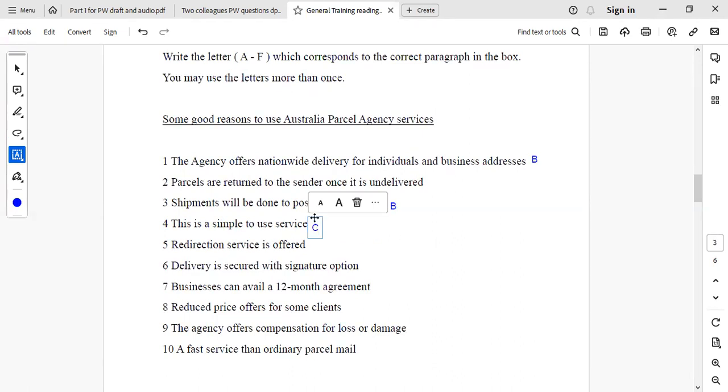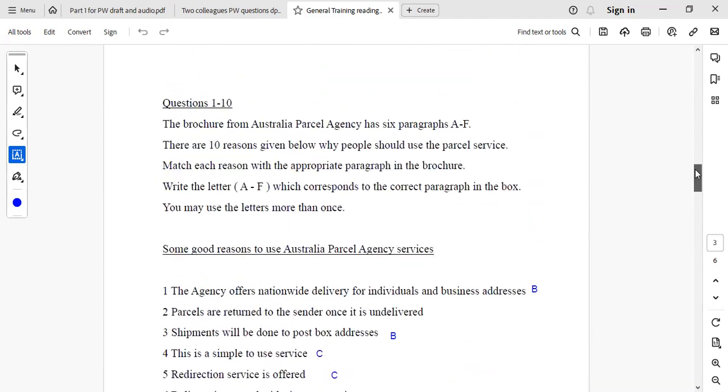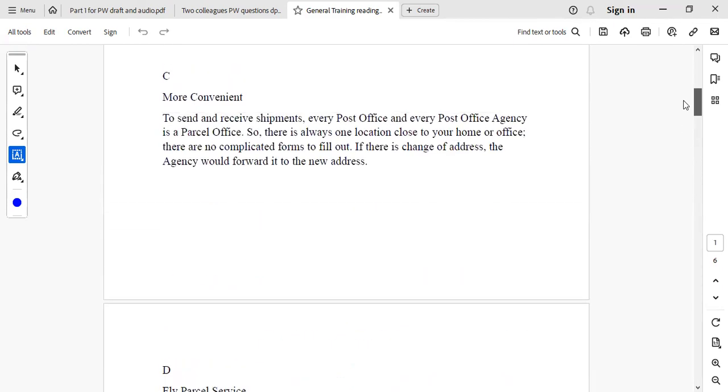Guys, even if you want to change it, further reading can give you a solid answer. You can erase your answers and change them. However, you should take the best call immediately. Parcels are returned to the center once it is undelivered. It doesn't say about undelivery. It does talk about a redirection. Exactly, why not? So I go for two options here. All right, that's it. Do we have number 13 here? Business customers, contract facility. No. Let's continue.